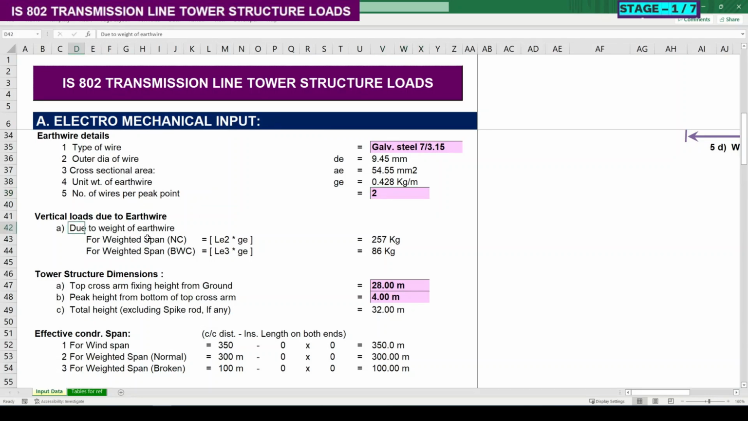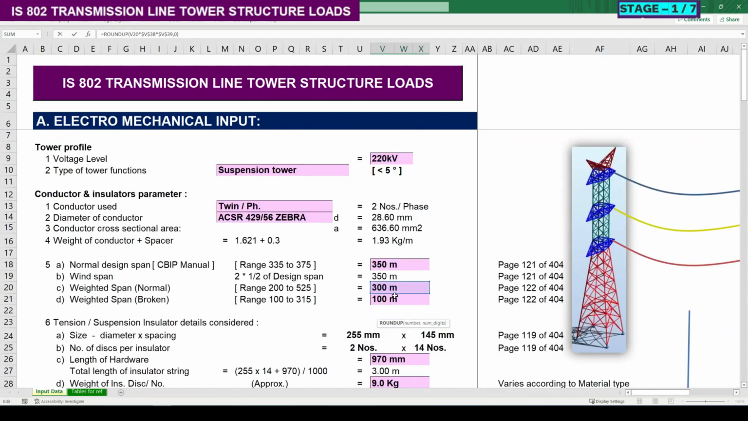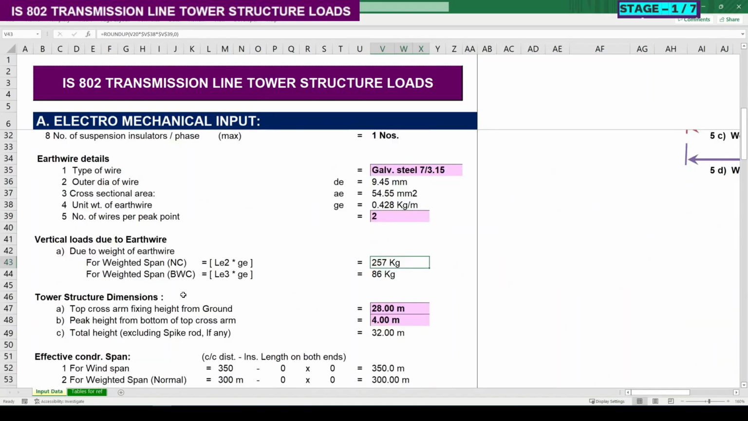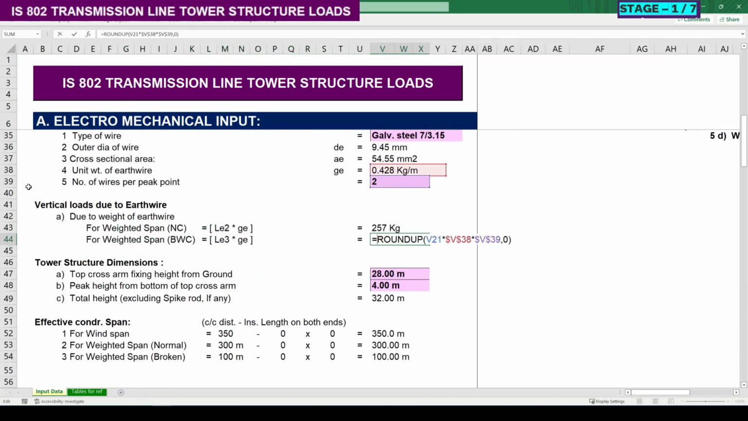These are the vertical loads due to the earth wire. So the weight span under normal condition: we are just multiplying the weight per meter by this span, the weighted span for normal and broken wire conditions. And the number of wires also we are multiplying here, and we are getting this. For calculating the vertical load due to conductor, we can do it in the load calculations in detail later.